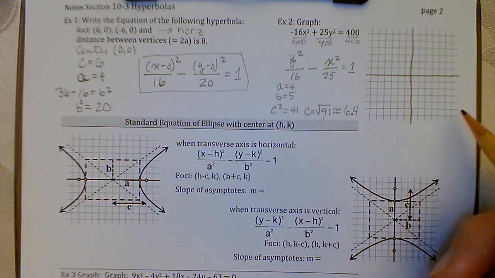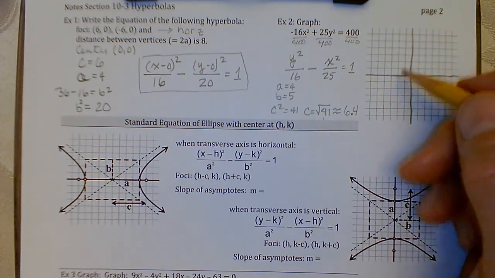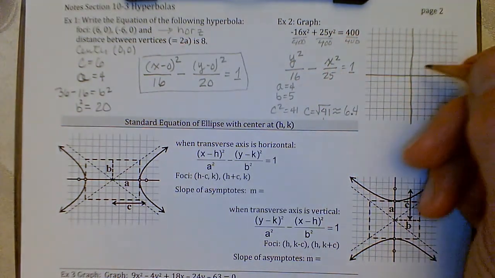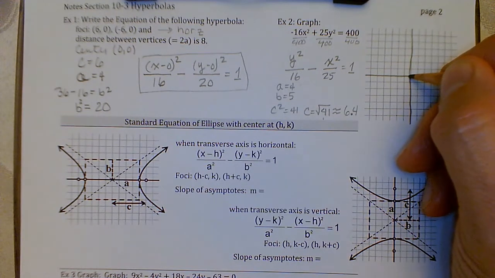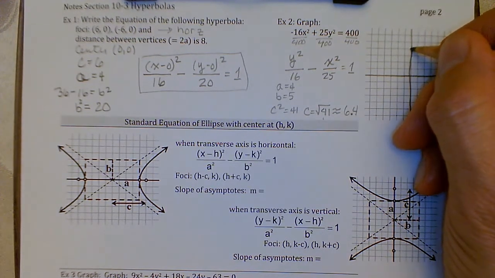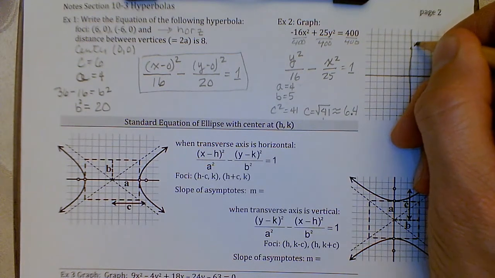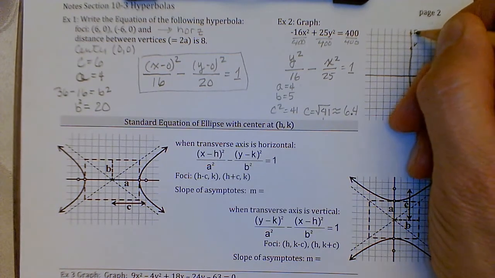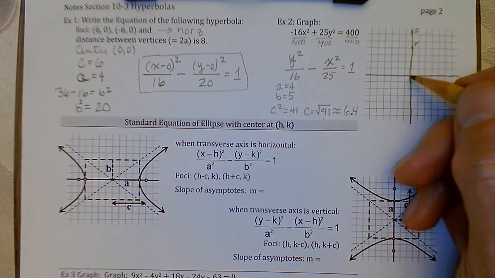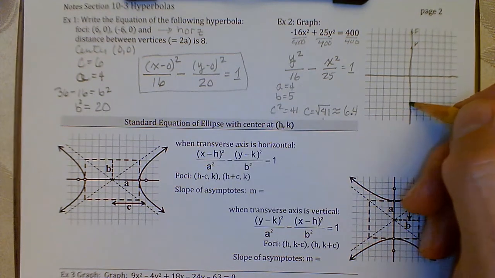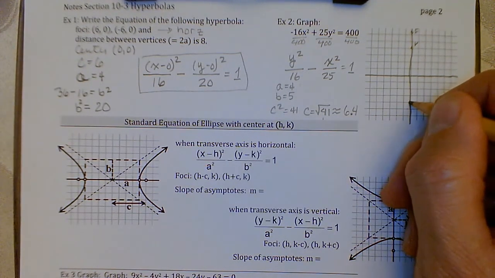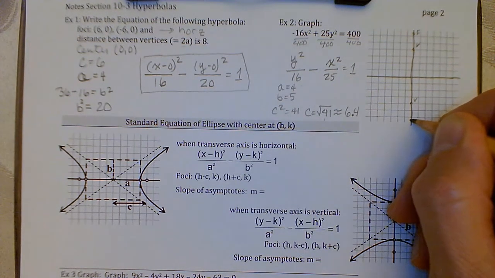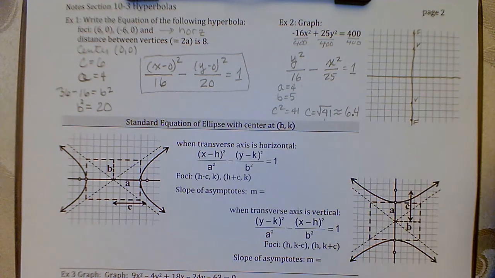Okay, so with this, orientation is vertical because the y is first here. So I'm going to go from my center up A, 1, 2, 3, 4. So there is my vertex. And then while we're at it, 5, 6.4. So there is my focus. Going down, 1, 2, 3, 4, that's my vertex, and down to 6.4, something like that will be my focus.